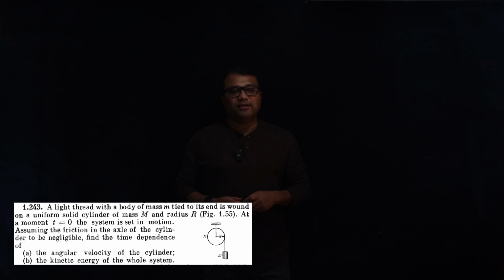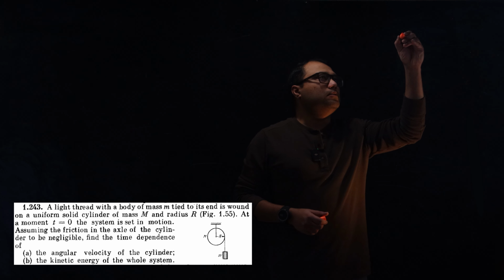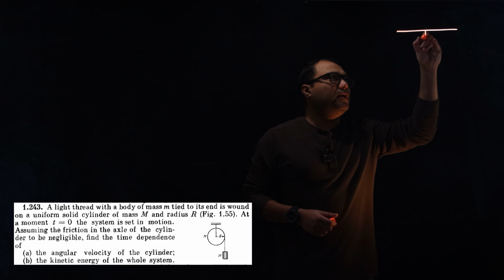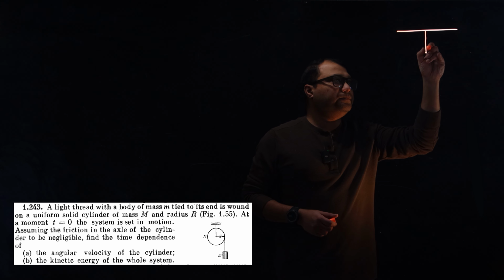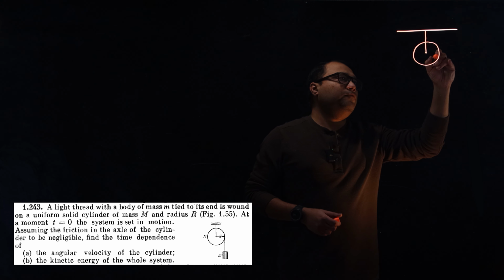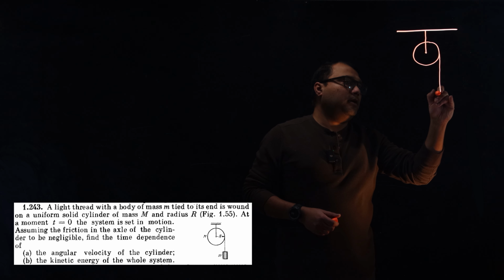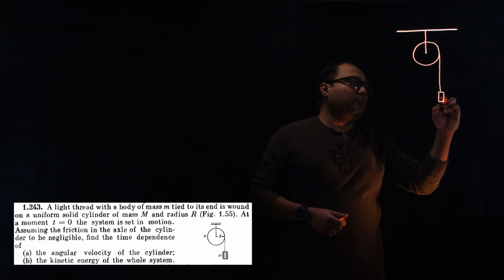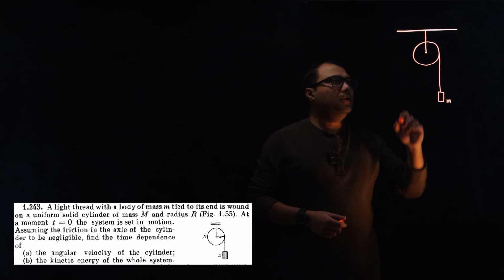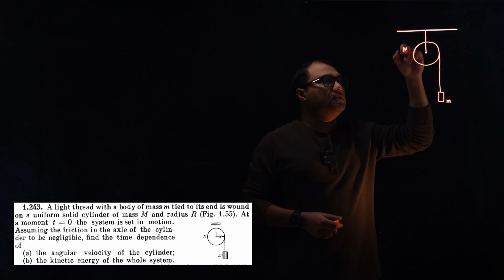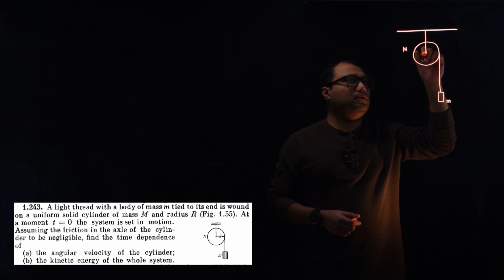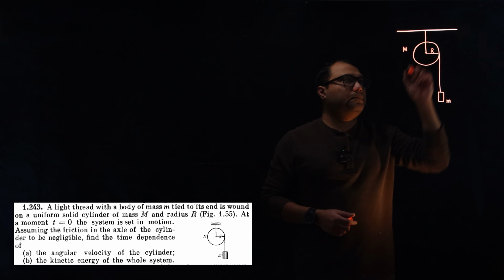Okay, so let's start with the diagram. So here we have a solid cylinder. There is a string wound around it, and at one end of the string we have a body of mass small m. Okay, this cylinder has mass capital M and the radius is r.